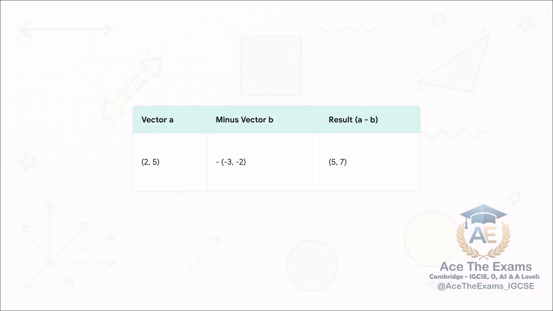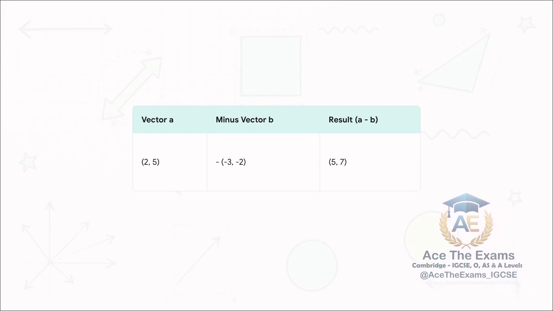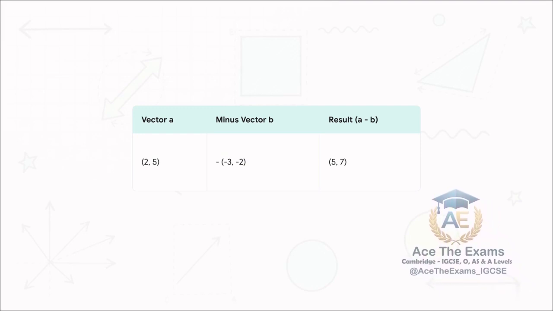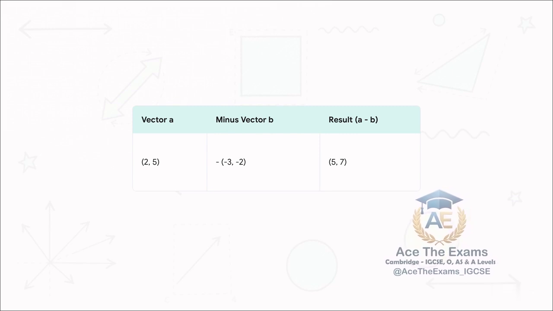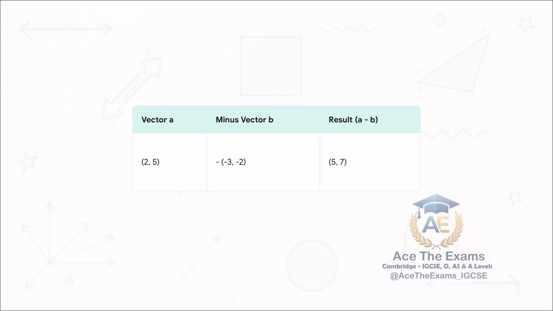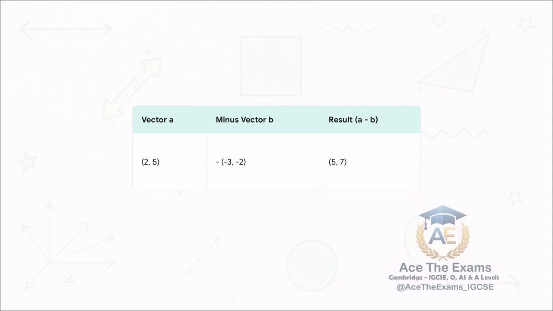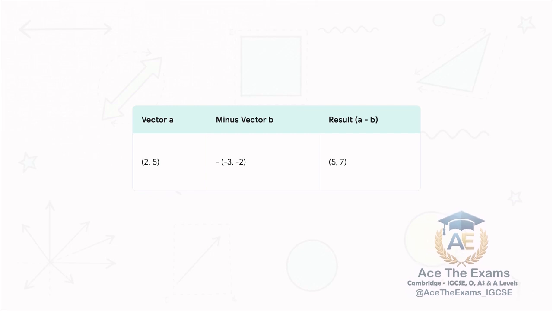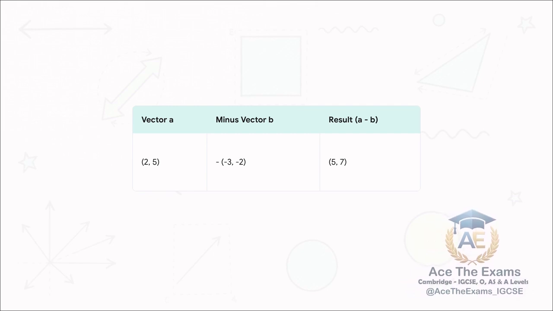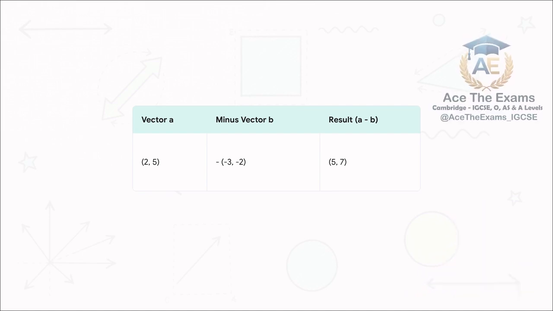Okay, let's walk through the final solution together. We start with 2 over 5. We're subtracting negative 3 over negative 2. Let's look at the top x line first. 2 minus negative 3. Subtracting a negative acts as mathematical addition, right? So 2 plus 3 is 5. Now for the bottom y line, 5 minus negative 2. Again, that double negative becomes a positive, so 5 plus 2 is 7. Our resulting vector is 5 over 7. It perfectly maps the net movement.